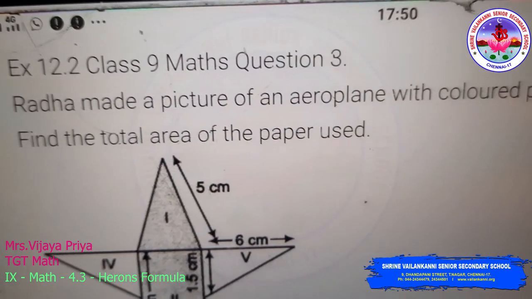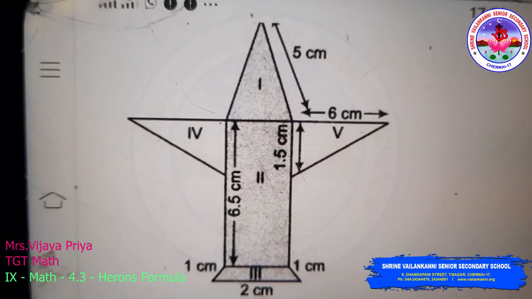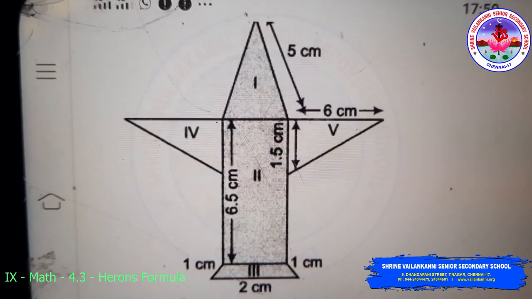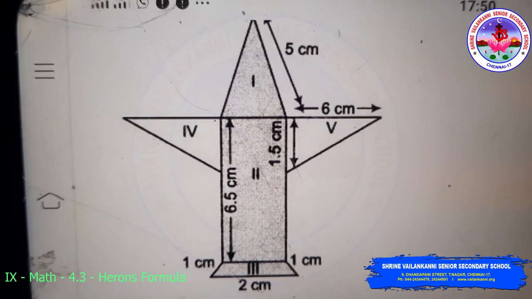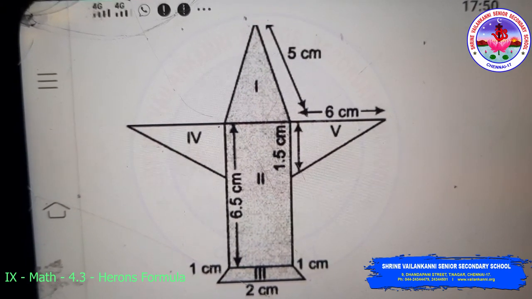Radha made a picture of an aeroplane with colored paper. Find the total area. He has given the figure of the aeroplane where we need to find the area of the aeroplane. So here we are dividing the figure into 5 parts.